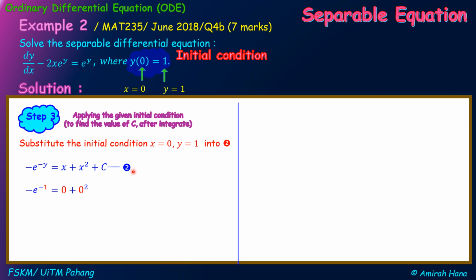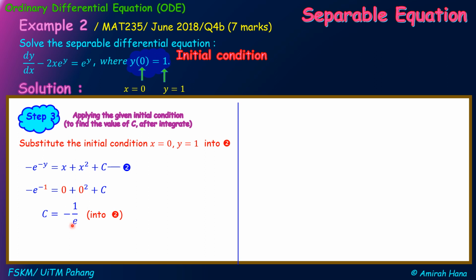Now we substitute x equals 0 into variable x here, so we get this. And we substitute y equals 1 into variable y here, and we get this. After that, we simplify, so we have c equals negative e to the power of negative 1. Then we can move e to the power of negative 1 to the denominator using the properties of indices. So we have c equals negative 1 over e. This is the value of c.